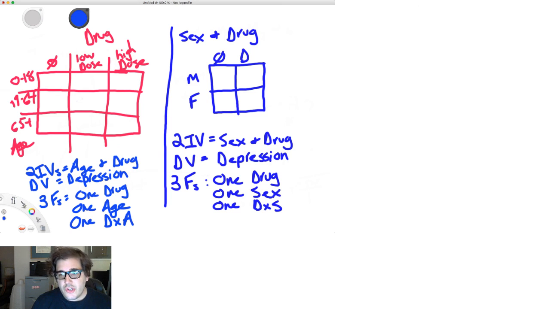So whenever you have 2 IVs, you're going to wind up with 3 Fs. When you have 1 IV, you're going to wind up with 1 F. The reason why you have 3 is because that third one's always the interaction of the other 2. So that's how you figure out how many Fs you need. Okay.